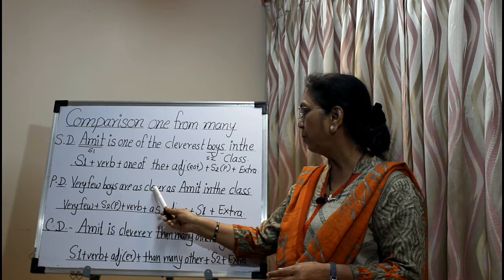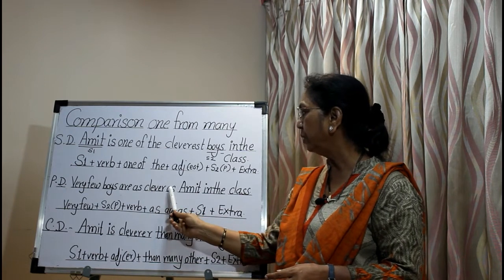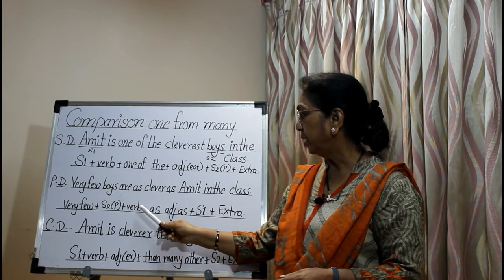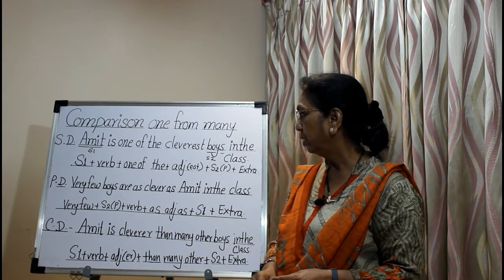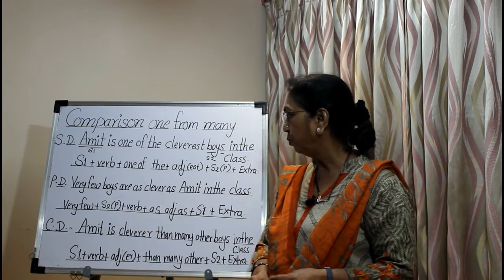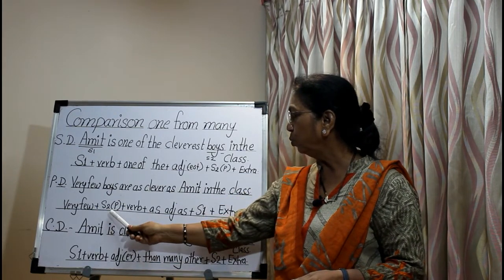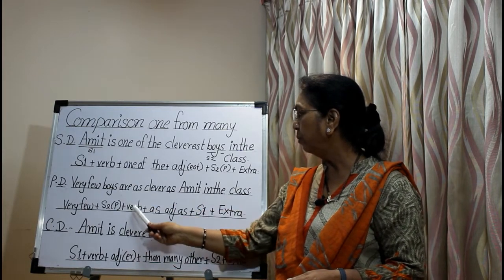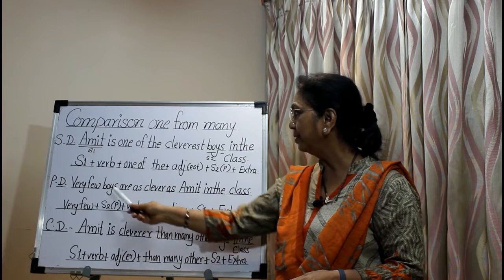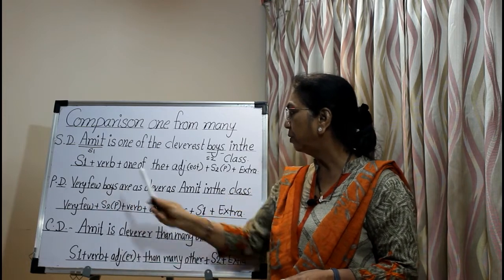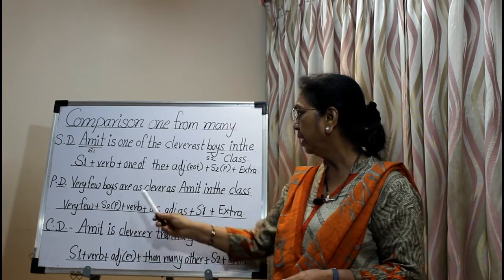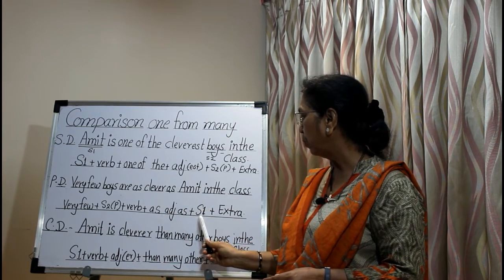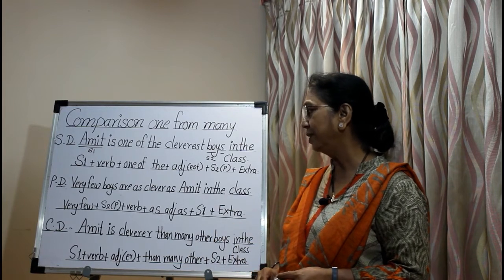The basic form of the adjective clever is used between the two as. So what is the structure of a sentence in positive degree? We start with very few. Then subject number 2 is used in its plural form. Then the verb form is also plural, as the subject is plural. Then as, the adjective, as, then subject number 1 and the extra part of the sentence.